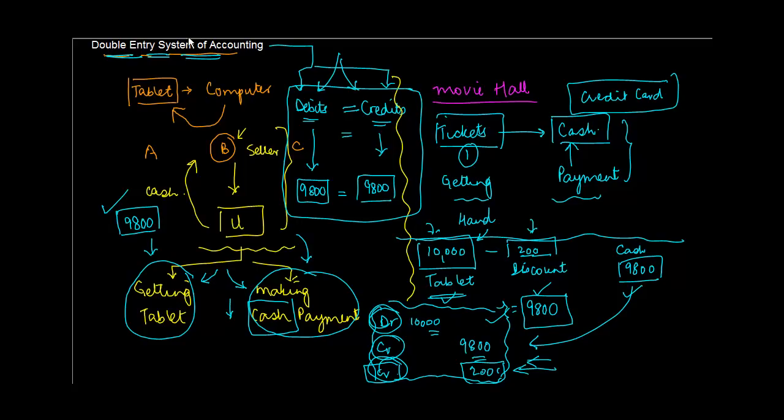But your takeaway from this particular video is that a double entry system of accounting recognizes that there are two aspects to these transactions, one debit, one credit. The total of debits is always equal to the total of credits. Normally there should be two accounts, but if there are more than two accounts also, the total of debits of all these accounts taken together will be equal to the total of credits of all these accounts taken together. Right?